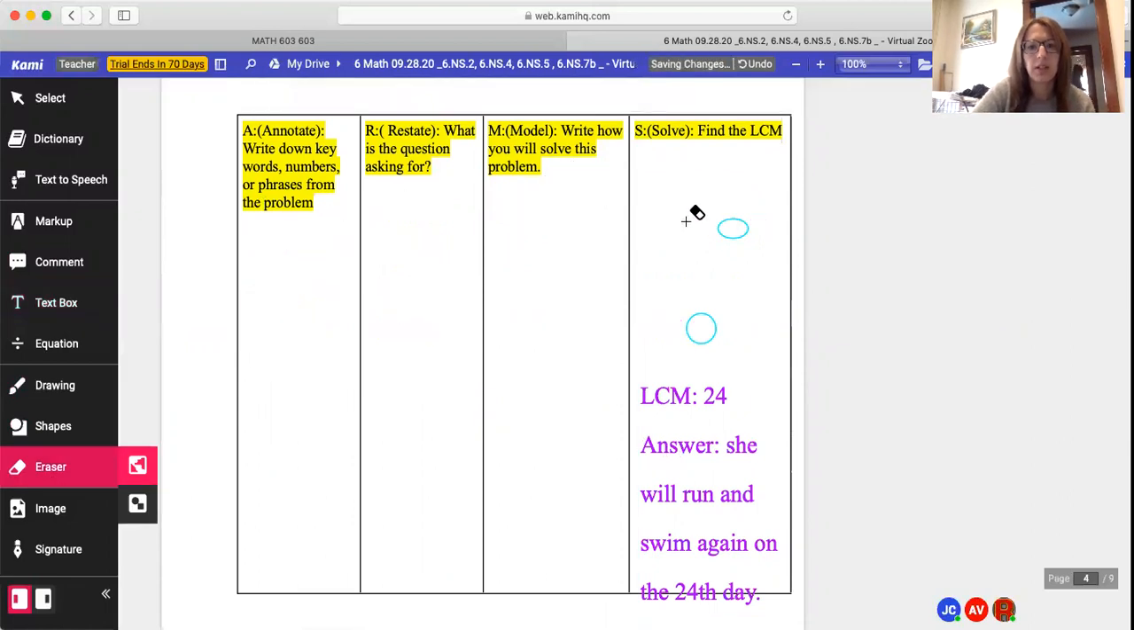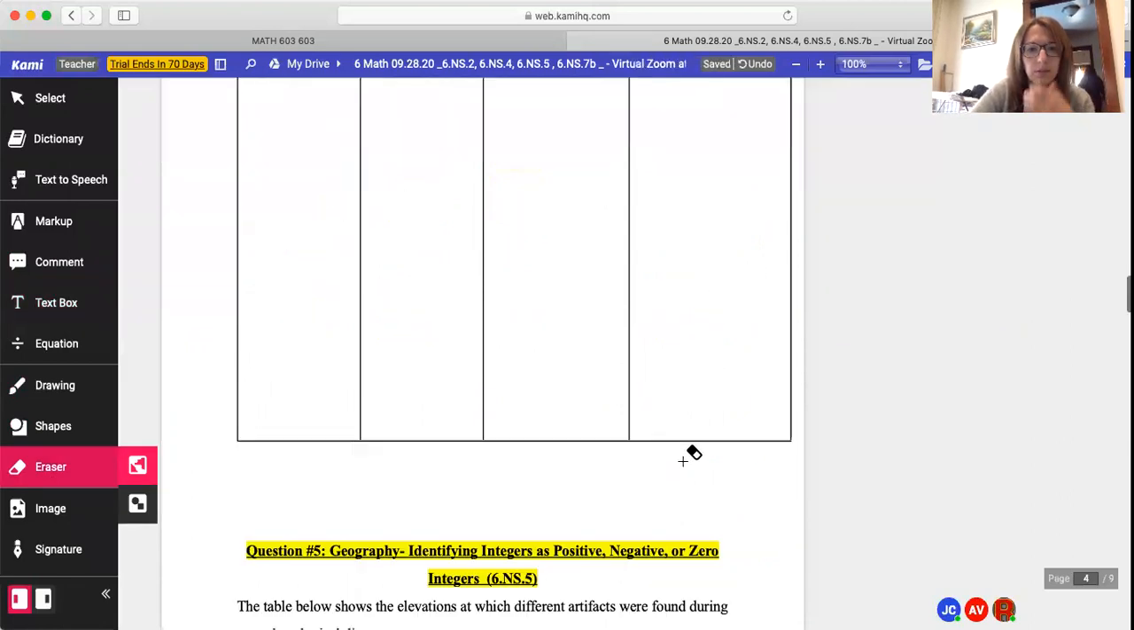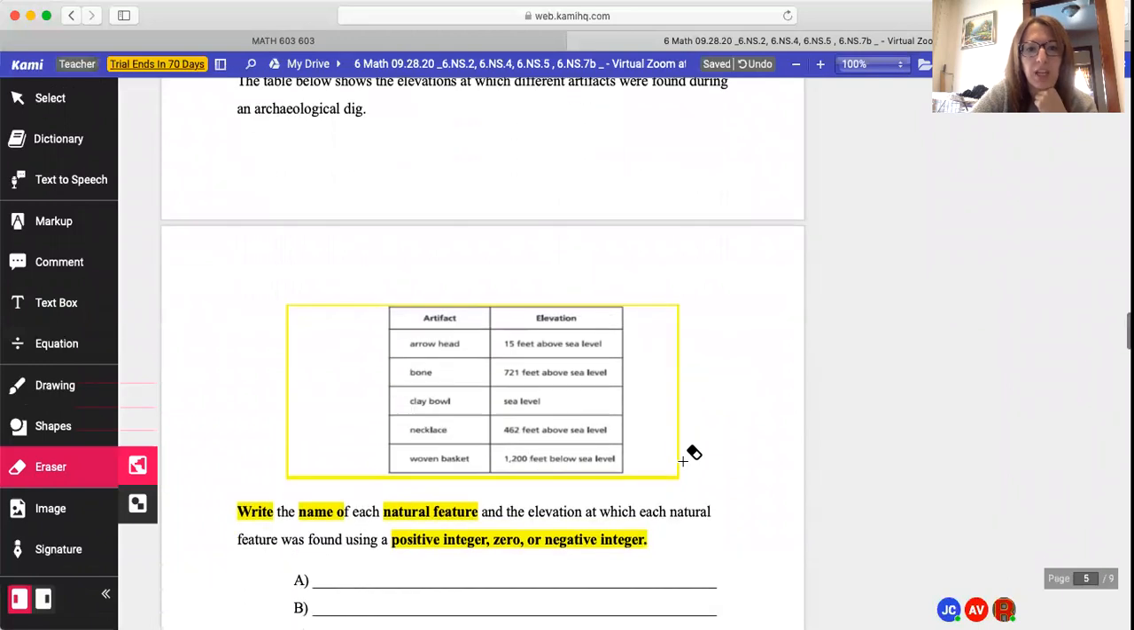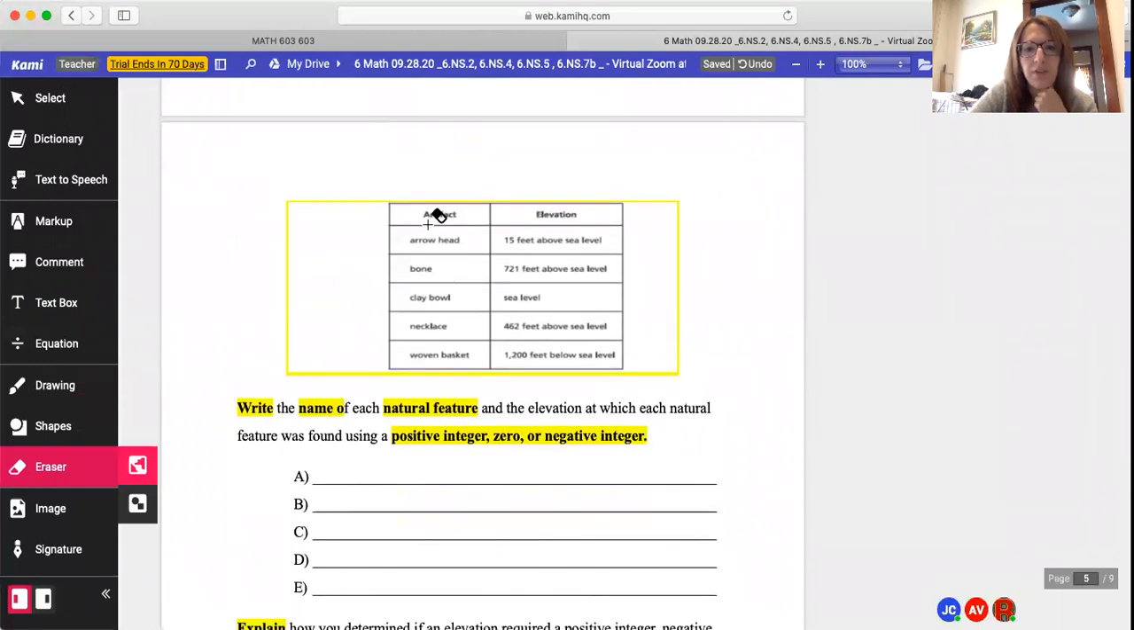So we're going to move on to the next problem. Number 5. The table below shows the elevation at which different artifacts were found during an archaeology review. We have the artifact and we have the elevation. So what we have to do is take the artifact, write it down on the line, and then take the elevation in words and put it into math.